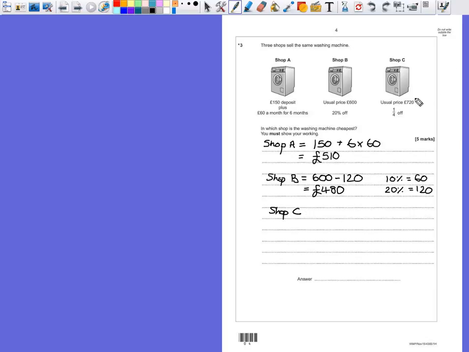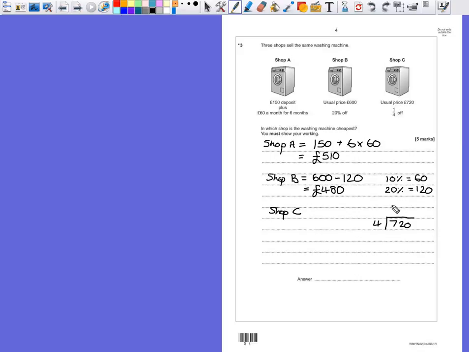Shop C says the usual price is £720, but they're taking a quarter off. So let's work out what a quarter of 720 is so that we can take it away. If you could do it in your head, do it straight away. Otherwise, always show your working out, and I usually just do it to the side to keep it separate from where my answers would be.